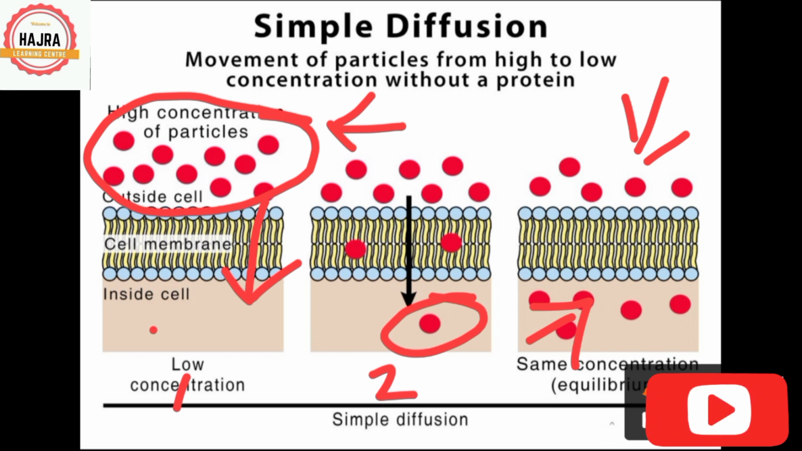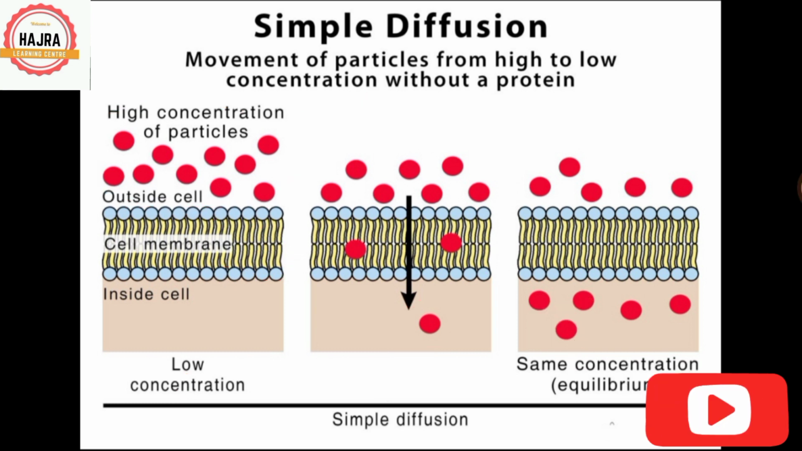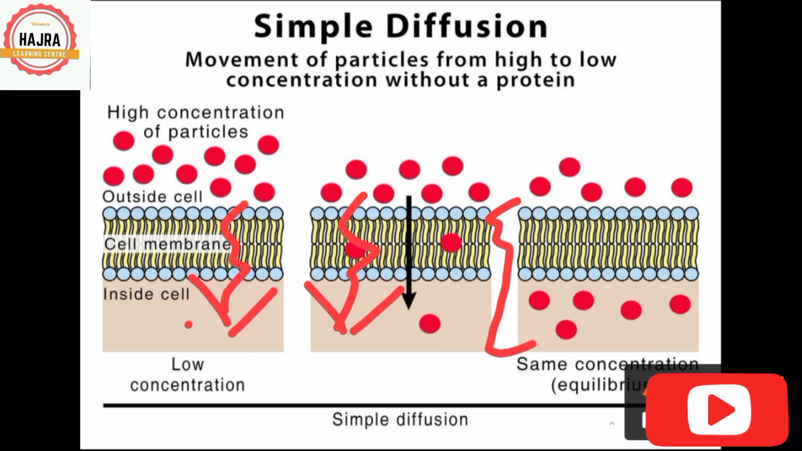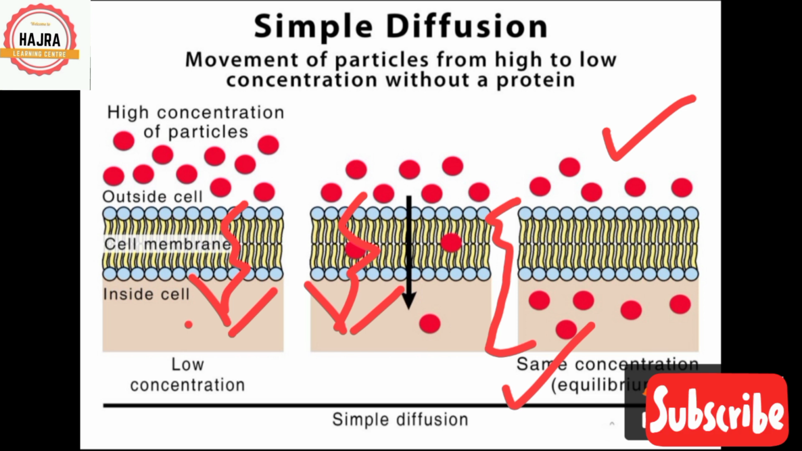So simple diffusion means the movement of particles from the higher concentration towards the lower concentration without any agent, without any protein. Molecules will keep moving towards the lower concentration until they reach the equilibrium condition. So molecules will keep going inside the cell until both sides of the cell are at equilibrium. This is called simple diffusion.